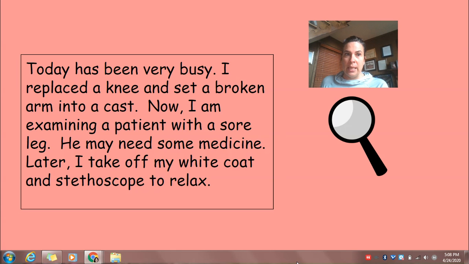Today has been very busy. I replaced a knee and set a broken arm into a cast. Now I am examining a patient with a sore leg. He may need some medicine. Later, I take off my white coat and stethoscope to relax. What are my clues to help me make my inference? Do you see them? All right. It's your turn now, boys and girls, to write your inference on one side and your clues on the other. Please pause me now to do that.